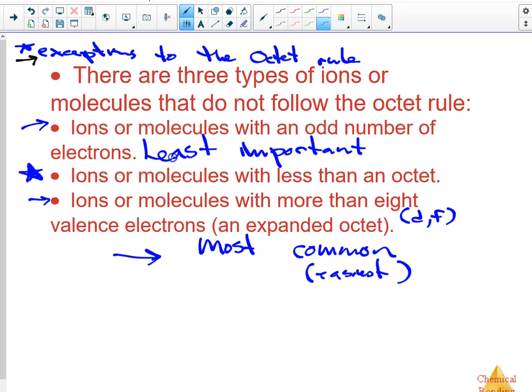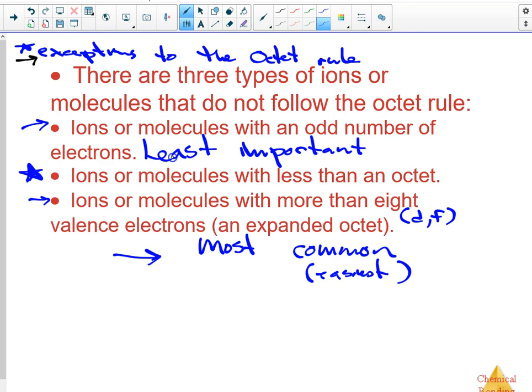But if we have an odd number of electrons, then everything's going to be screwed up. We can't end with just 8 on everything. We had an odd number. All right. Ions or molecules with less than an octet. That's pretty rare. We're going to talk about that.